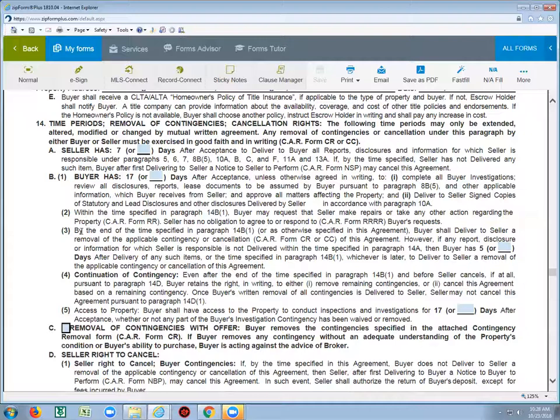If by the time specified, seller has not delivered by such item, buyer after the first delivery to the seller, notice to seller to perform, NSP, may cancel this agreement. So it's not like every time we want to force the seller to give us the document. That's what you do. Within 7 days, seller, you gotta have to give me all the disclosure, all the document, including escrow instruction, preliminary title, natural hazard disclosure statement, even technically HOA document and termite report.